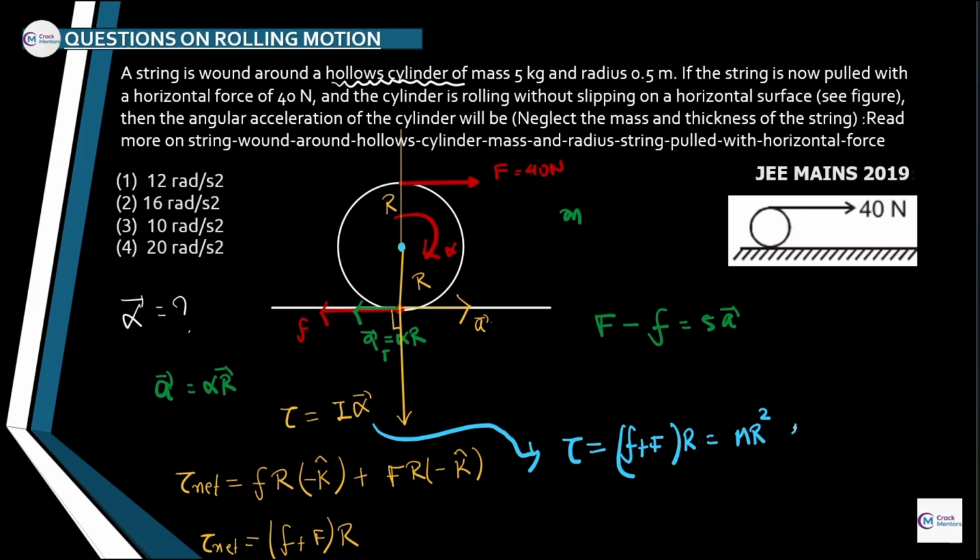So from where I have put from here, okay, r square is going to cancel out. Then the friction plus f is nothing but it is going to be ma, which is mass, which is 5a. Okay, and I'm going to put it right here.